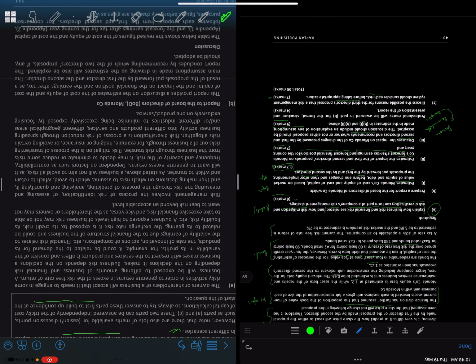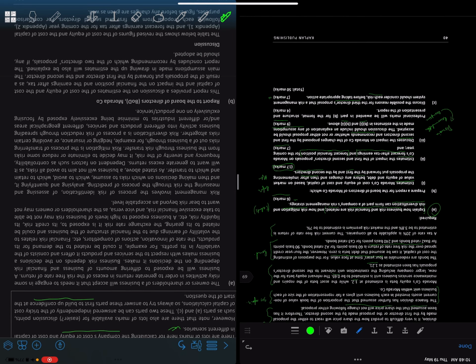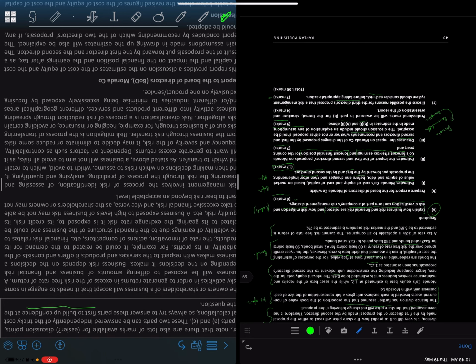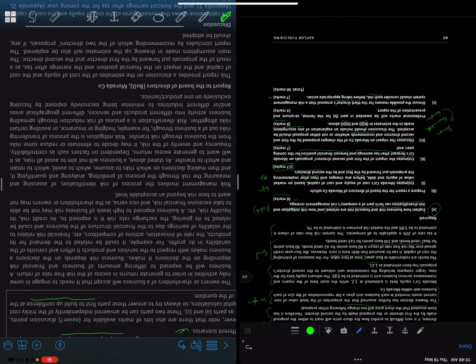Okay, so let's do that. Let's do first A and B. The owners or shareholders of a business will accept that it needs to engage in some risky activities in order to generate returns in excess of the risk-free rate of return, right?